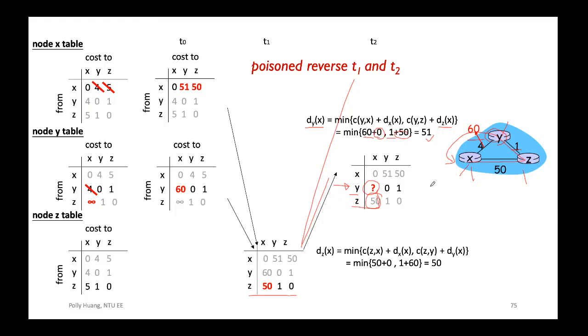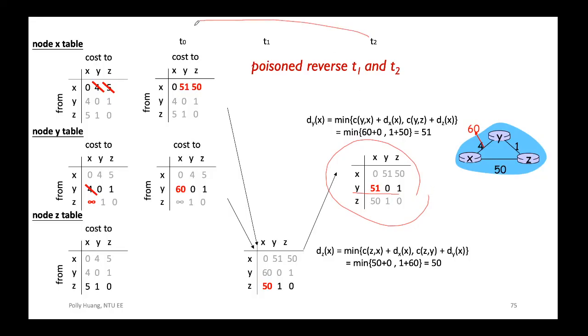And in fact, at this point in time, let's update the distance vector for Y. At this point in time, the network converges to the true shortest path. And it takes only, what, 2 iterations, as opposed to 44 previously.